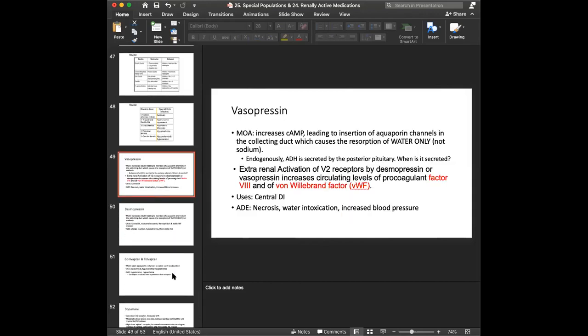Okay, vasopressin. So vasopressin acts to increase cAMP, inserting aquaporin V2 channels in the collecting duct.